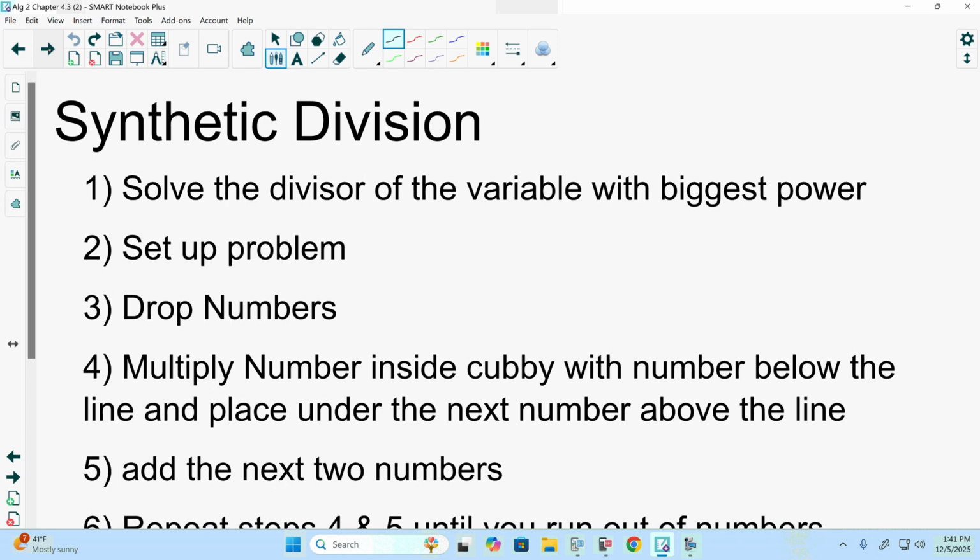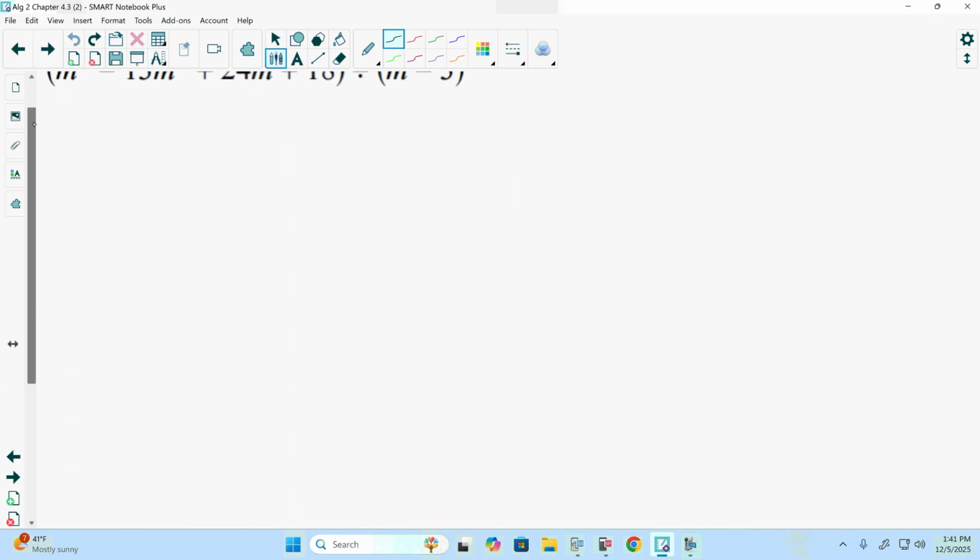I do have all the steps written out. I went ahead and wrote those out and included those in the note sheet for you. So we're going to work through each part of this here. All right, guys, let's focus in.